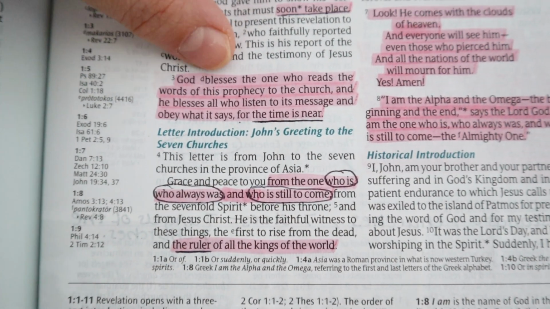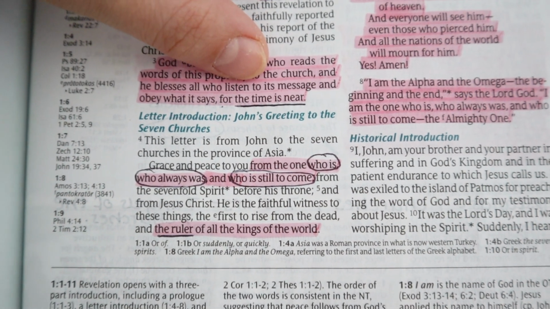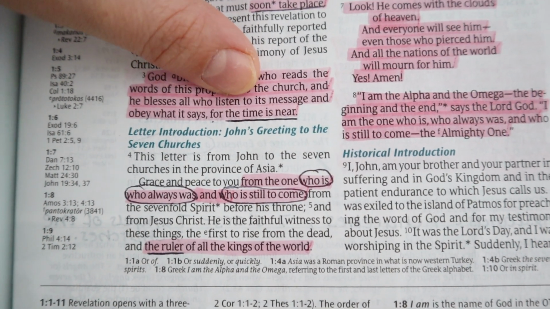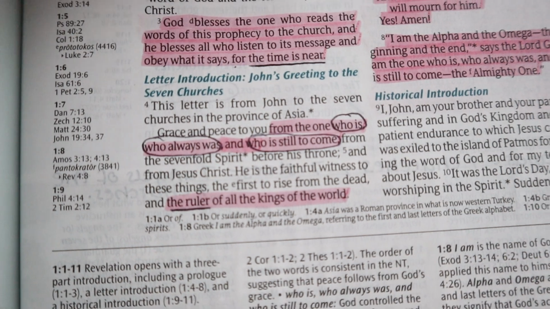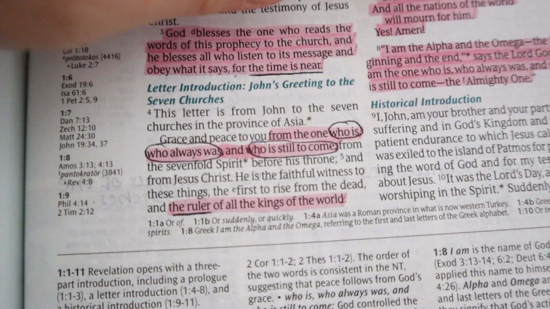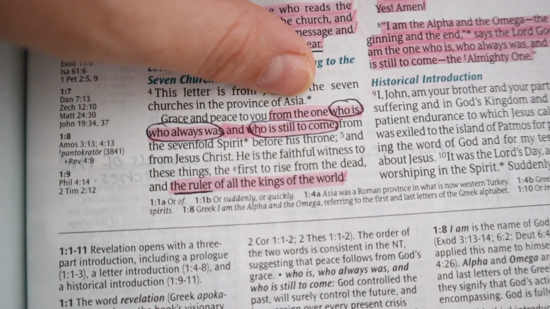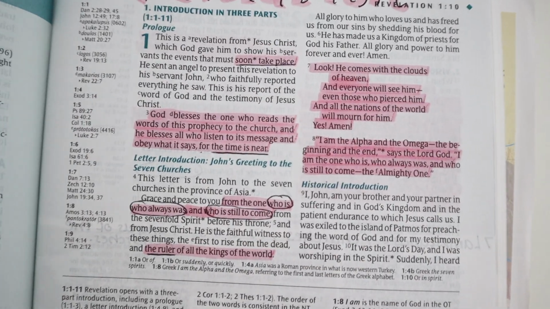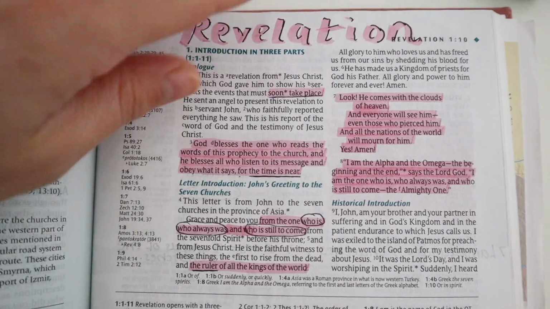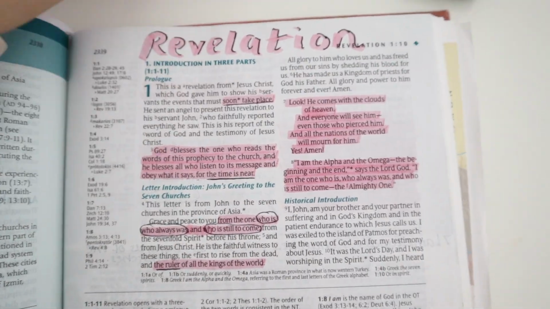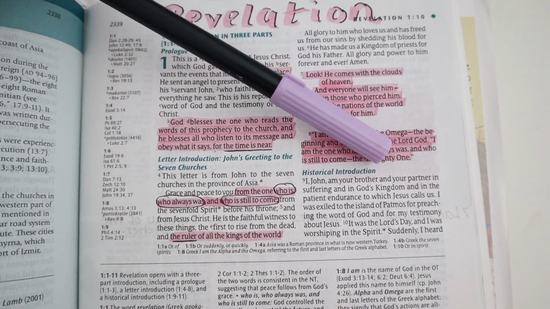Then I have highlighted where it says about God's blessing, and again I've underlined where it says the time is near. And if anything is kind of repeated, I either draw a square around it or I circle it. So this talks about God who is, who always was, and who is still to come. So that is kind of my method of highlighting, and typically, I haven't done it here, but typically I would highlight in purple anything that is about God.